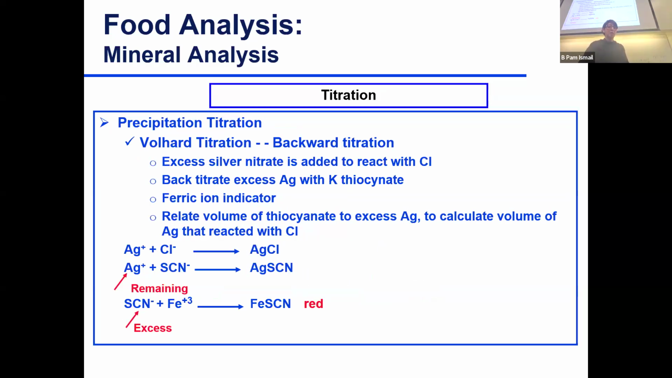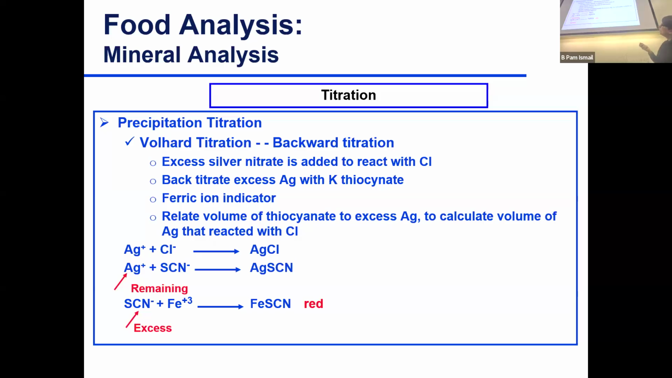So Volhard titration is a backward titration for salt. Now you would say we have an easy titration, which is forward. Why do we want to do the backward? I don't know. They just had this backward titration developed. Maybe it was earlier than the discovery of doing it just straightforward, the Mohr titration.